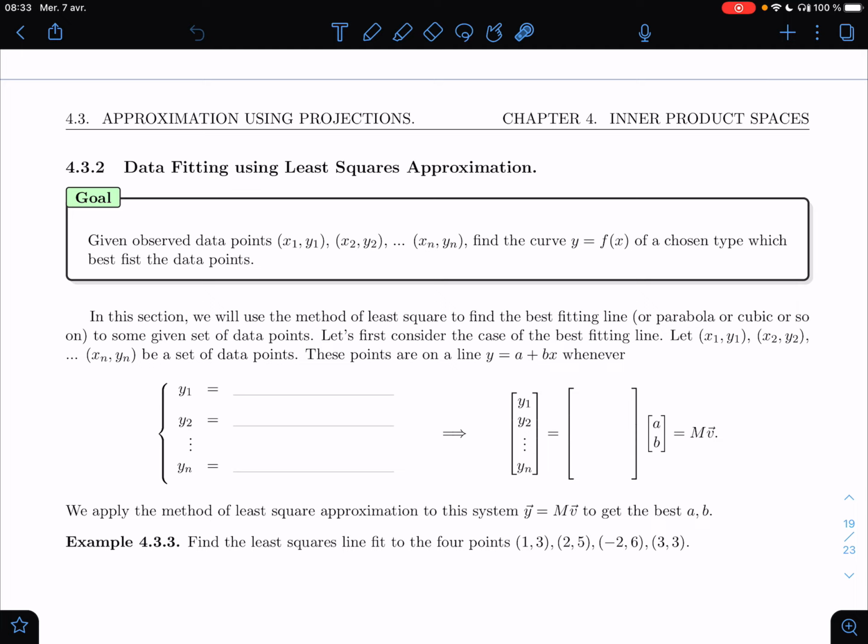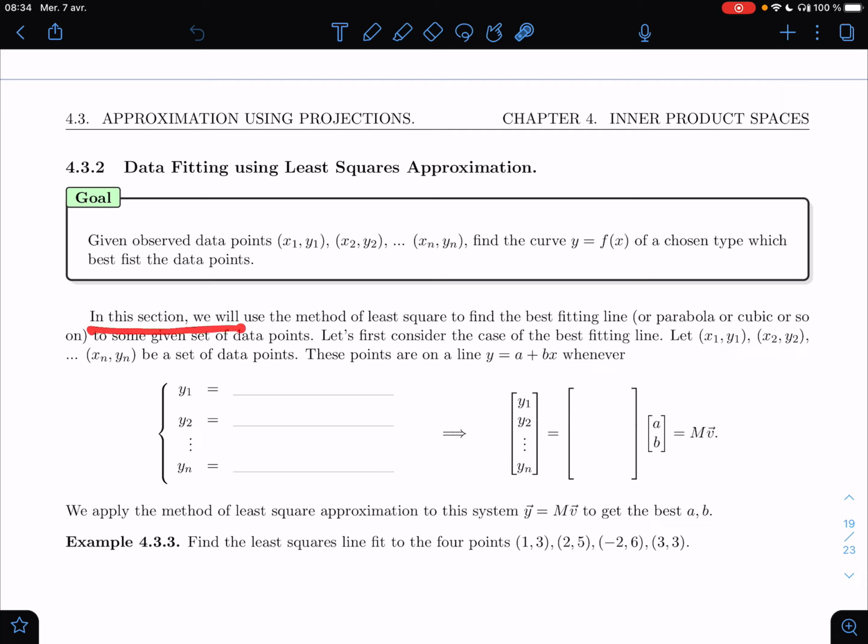Alright, so here's the setup. We're given observed data points (x1, y1), (x2, y2), ..., (xn, yn). That could be in a lab, in an experiment. I want to find the curve of a chosen type which best fits the data points. Alright, so this is something that you would do as part of your lab report, for example.